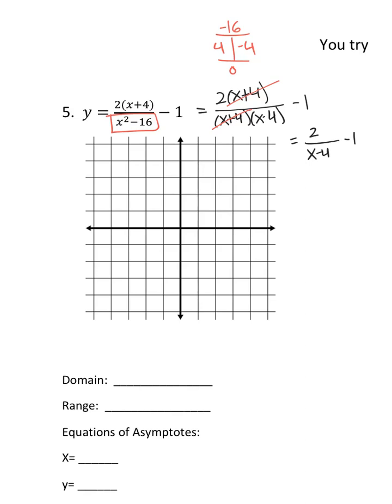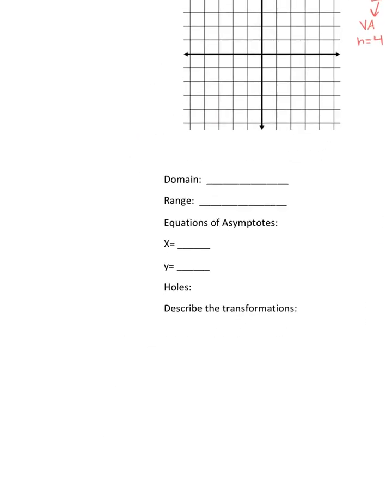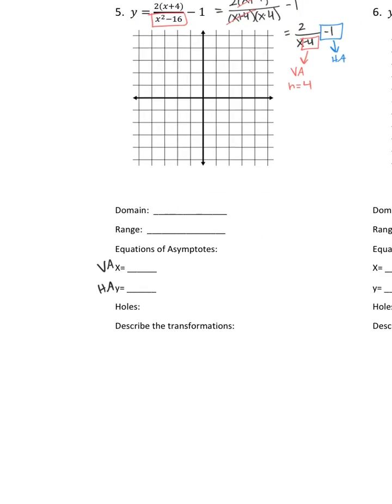So for asymptotes, the -4 that's down here, that's my h value, or my vertical asymptote. And remember that flip sign, so it's going to be a +4. And then the number in the back here, that is my horizontal asymptote, and that sign stays the same. So your x equals, that is your vertical asymptote, and your y equals is horizontal. So I've got x equals +4, and y equals -1.